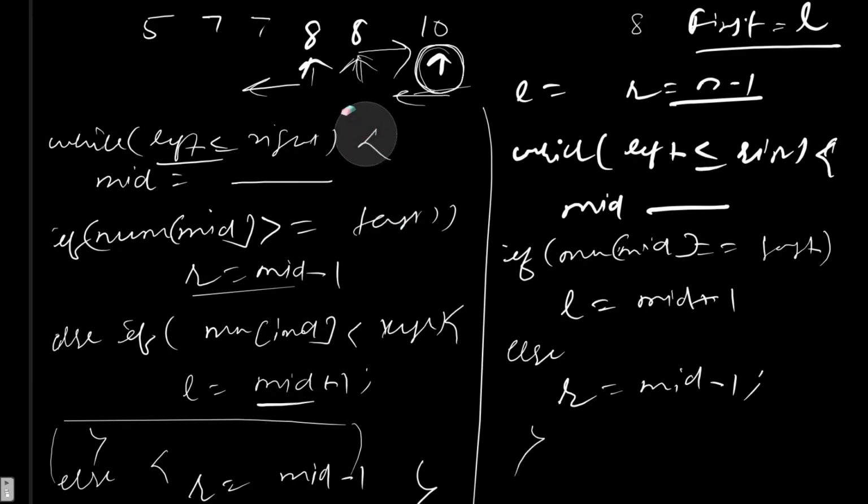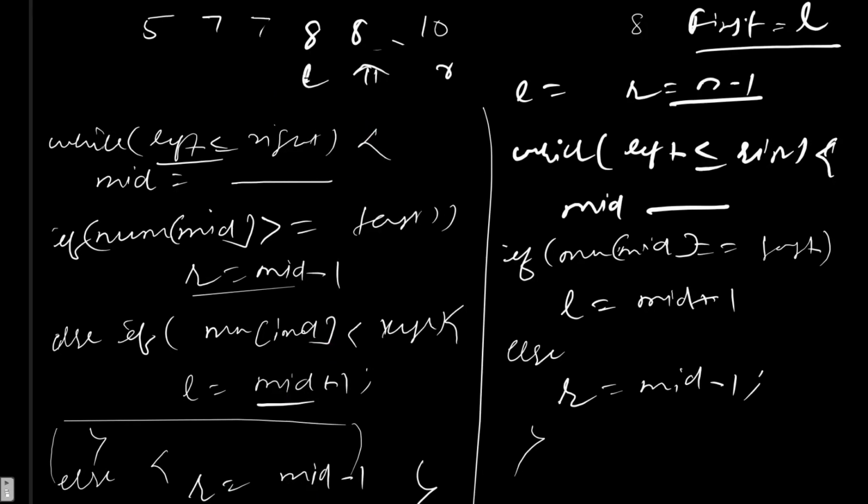Let's do a dry run and find out the second index. Okay, so this is our L and this is R. So L is 0 1 2 3 and R is 5. So we have to find the mid, which is going to be 4, that is this element. Now we can see that our nums of mid is equal to target, so we have to do L equal to mid plus 1. So L is going to be mid plus 1, that is 5. So L is 5 and R is 5.